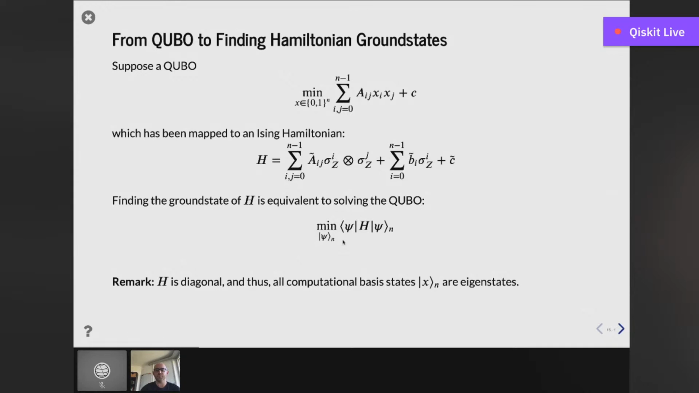And this is what you see here. Now, one note: since the sigma z terms are all diagonal, the Hamiltonian H will also be diagonal. And therefore, every computational basis state x_n is actually an eigenstate of this Hamiltonian. And so we are searching for the computational basis state that minimizes the eigenvalue. And this corresponds to the solution of the QAOA.